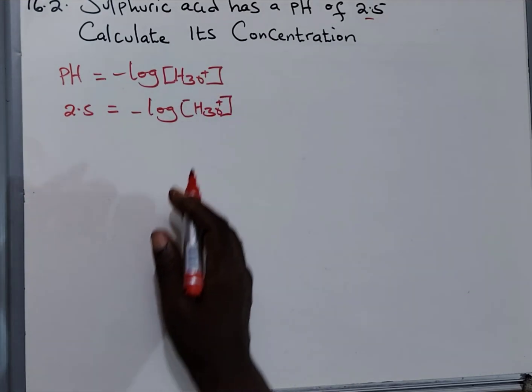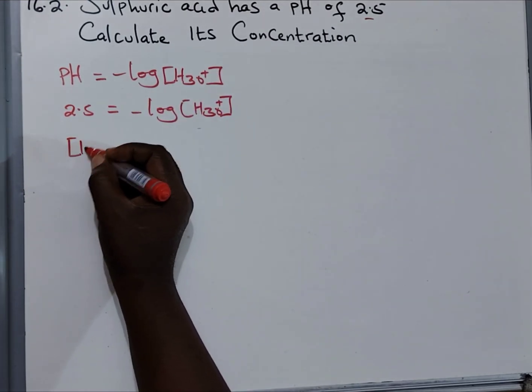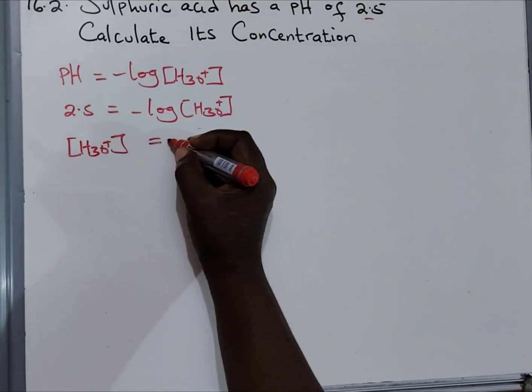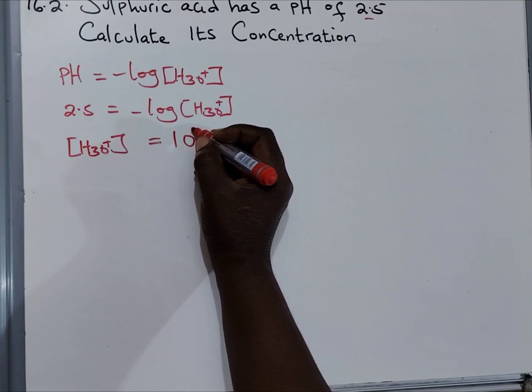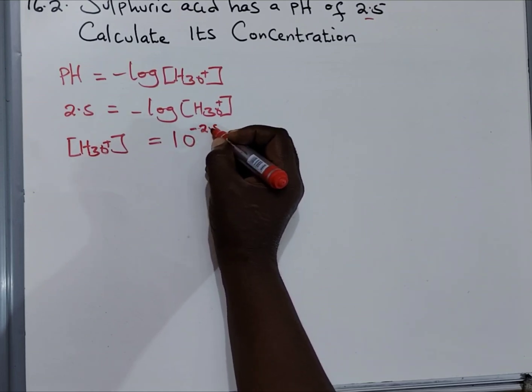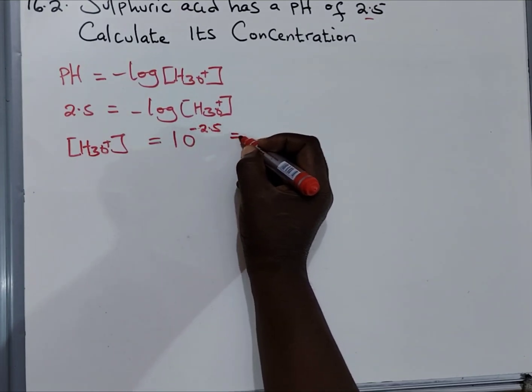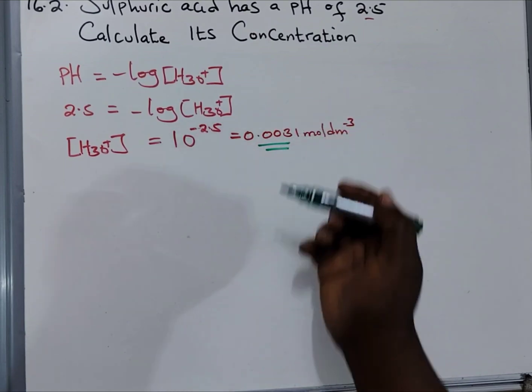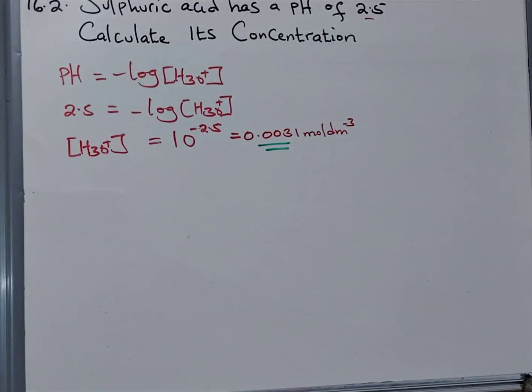How do you go about this? You have to know that our hydronium ion concentration will be equal to 10 exponent negative 2.5. So what you get out of that will be the concentration of hydronium ions. So what is the next step?